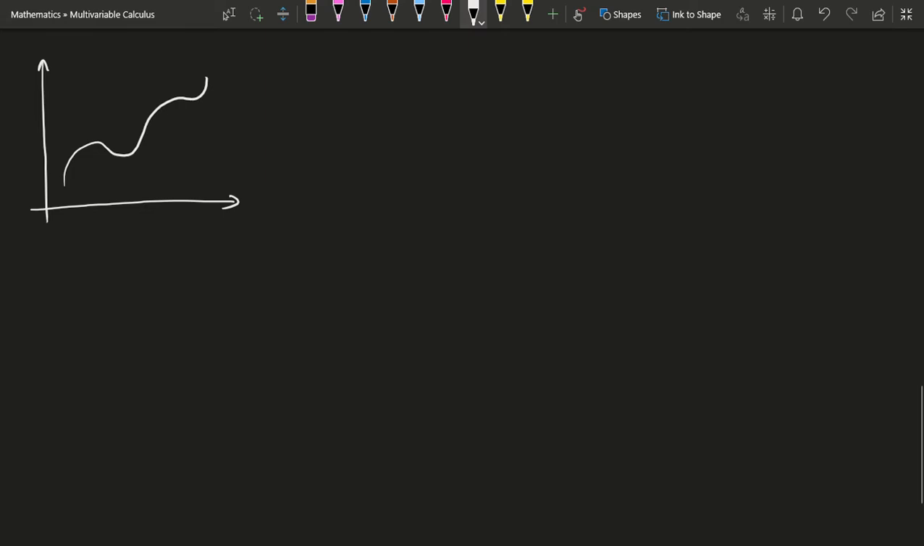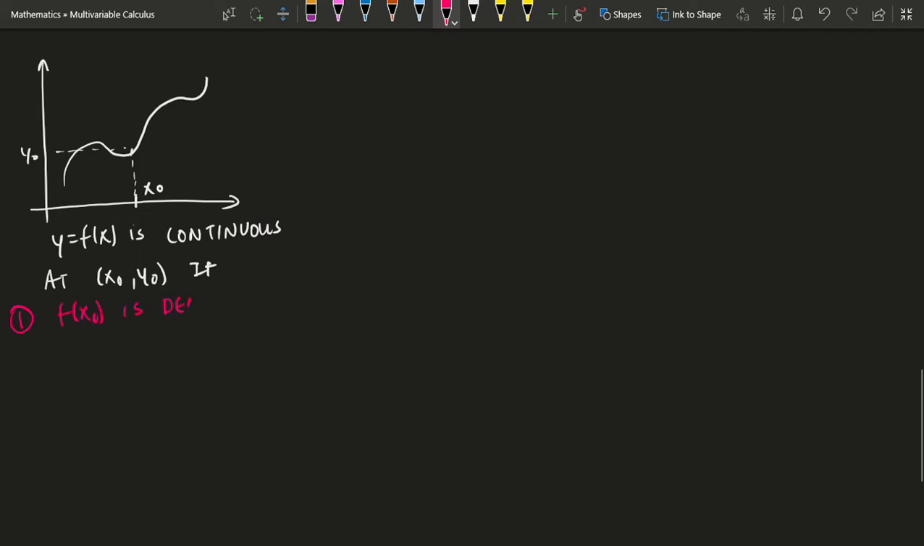To be more mathematical, we would say that y equals f of x is continuous at x naught, y naught. So let's say this point right here, x naught, comma, y naught, if the following three properties are satisfied. Number one, that f of x naught is defined, and it's obvious, since if it's not defined, it's not going to exist anyway.